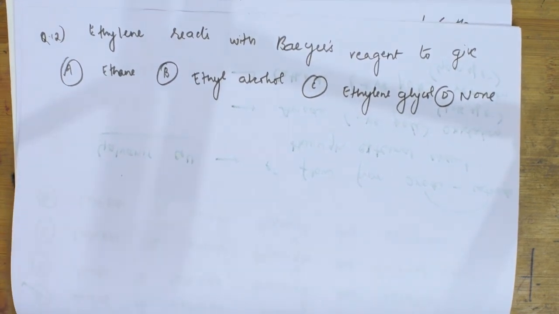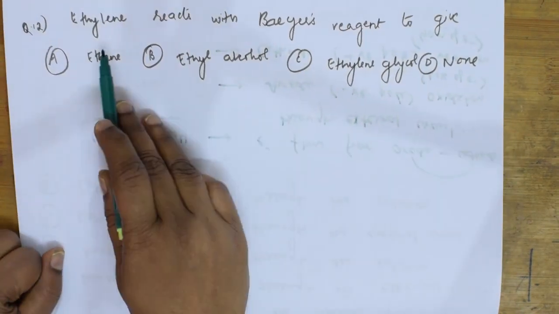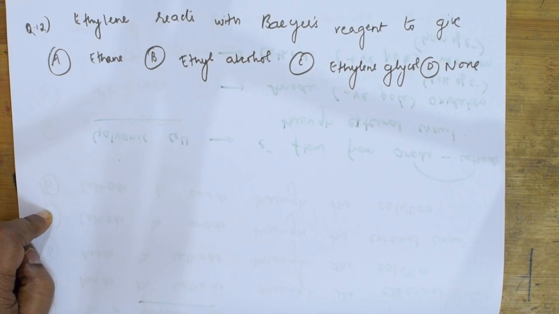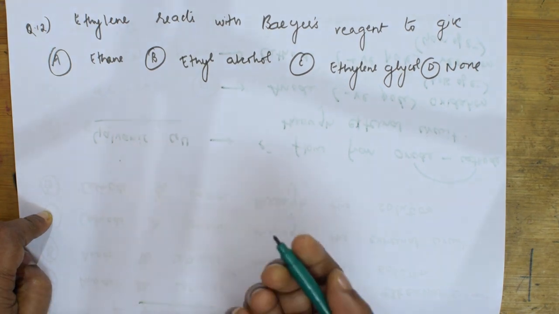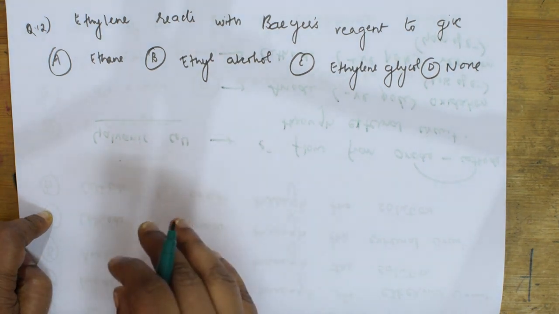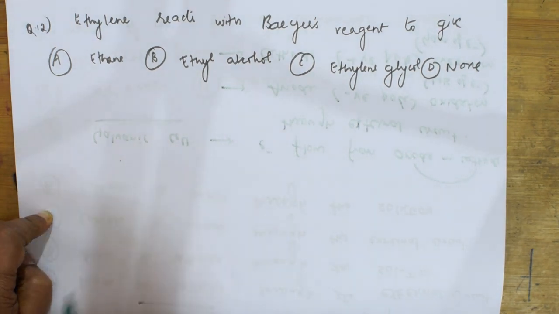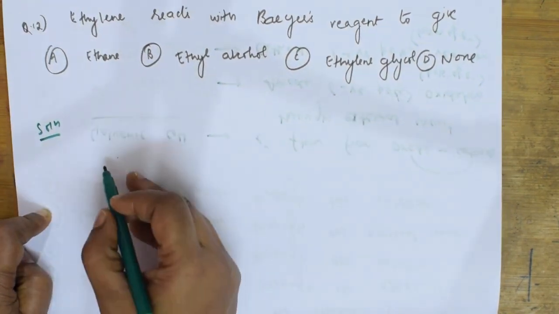So here, they've given one organic reaction. Let's see this. They said ethylene reacts with Bayer's reagent to give what? So basically, this is the preparation of alcohols from alkenes. This is the basic concept actually. Right? So let's write the reaction first and see what product we get.